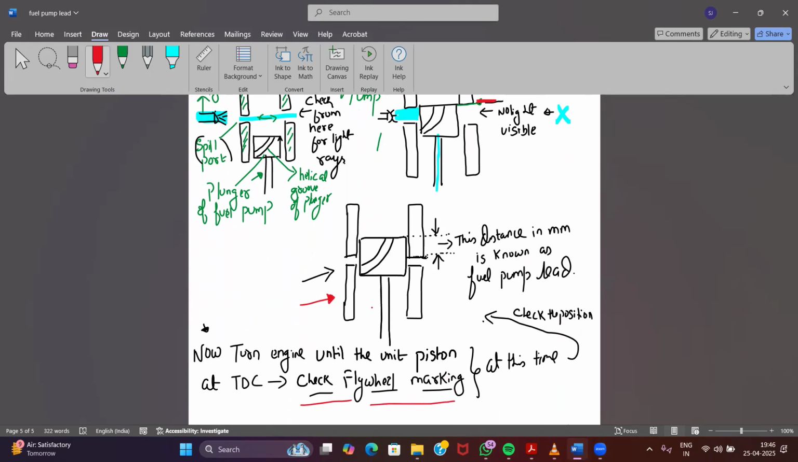When the main engine unit piston has come to TDC, my plunger will have gone up. Before, it was at this position, that is the beginning of injection point, and now it will be lifted up by a certain distance. This distance from the top of my plunger to the top edge of my spill port is known as fuel pump lead. We will discuss the importance of it, and actually how to find it out using the special tools, in the next video.